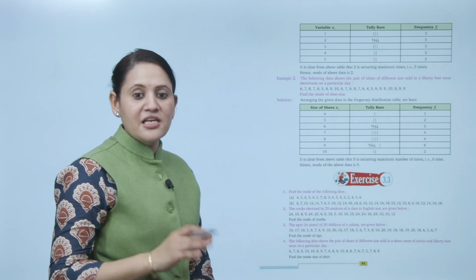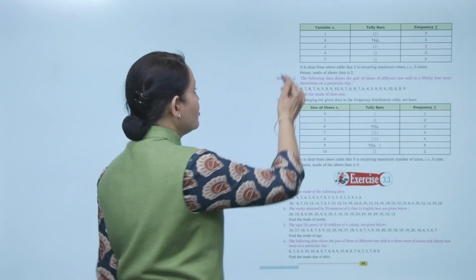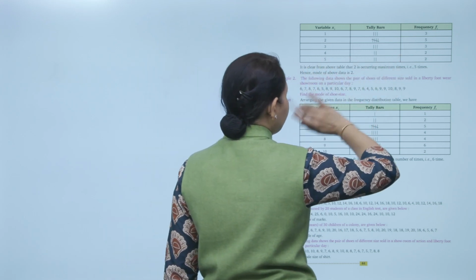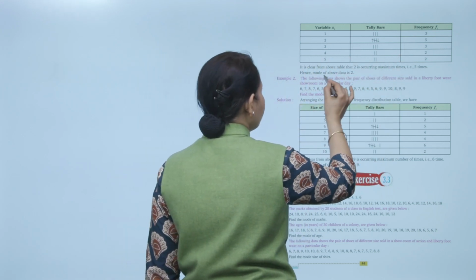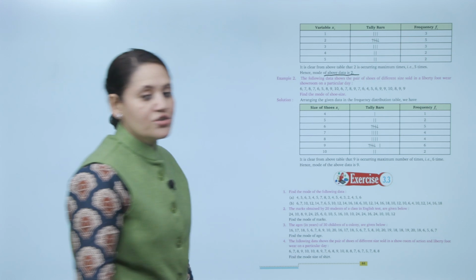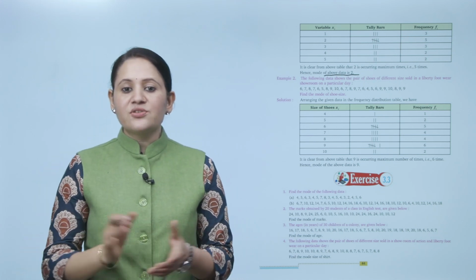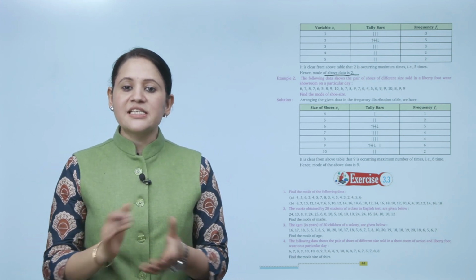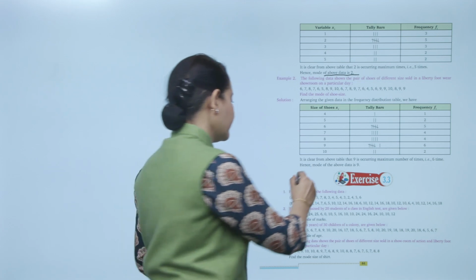So it is clear from the above data that 2 occurs the maximum number of times, that is 5 times. So the mode of the above data is 2. Clear? So this is the way we can find the mode. Next is exercise 3.3.